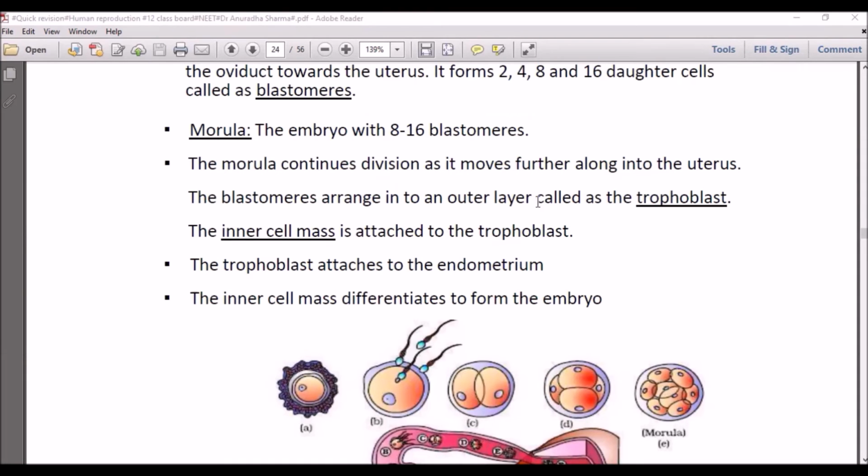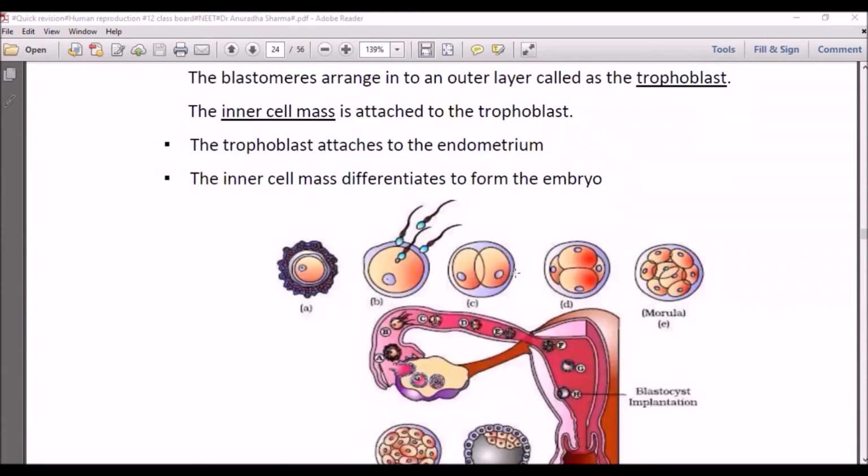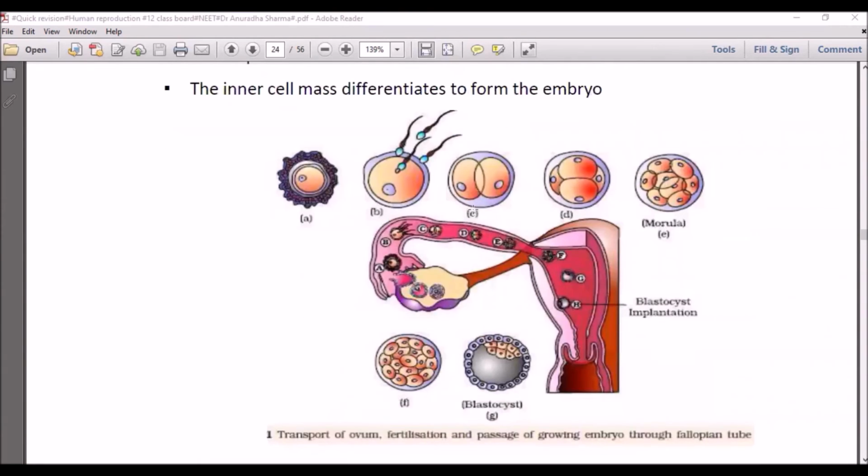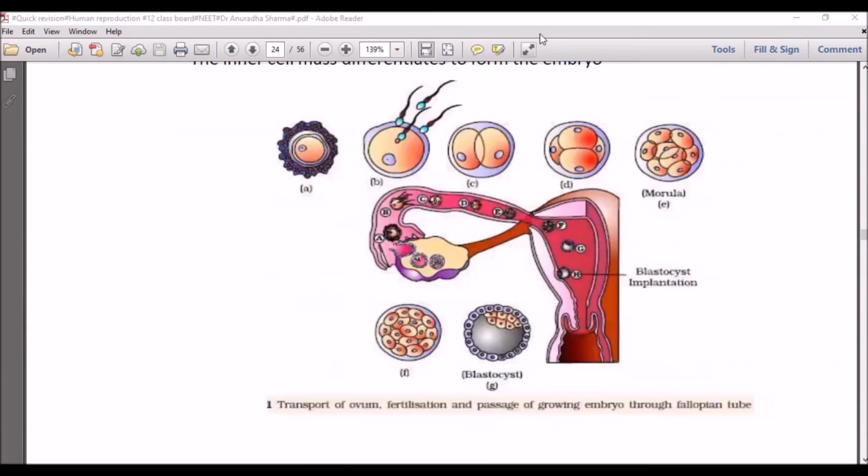Now, this trophoblast contains 2 types of cell. One is the outer cell that will attach to the endometrium, and the other is the inner cell mass, which will form the embryo. Now, this is the diagram which is showing the transport of the ovum, fertilization and passage of the growing embryo in the fallopian tube.